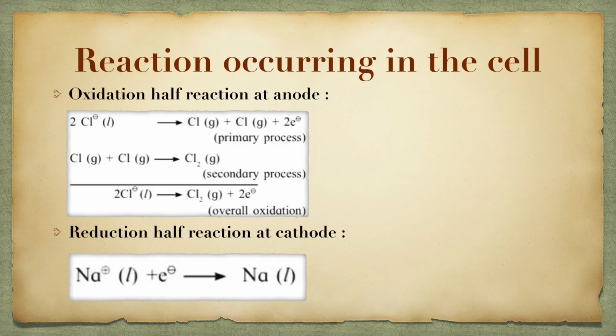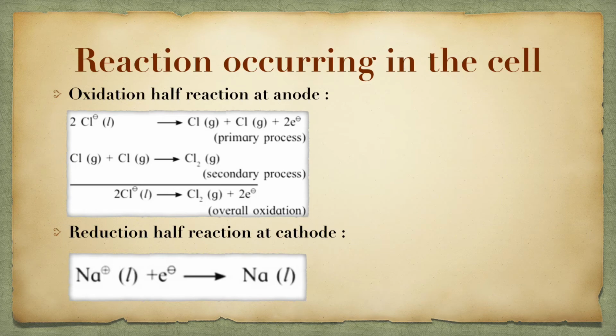Once the construction is completed, now we will see the reactions occurring in the cell, that is at the anode and at the cathode. You know that at the anode oxidation will take place, and at the cathode reduction will take place. So at the anode, what is going to get oxidized? Cl minus is going to get oxidized. So you can see the first reaction: 2Cl minus goes to 2Cl plus 2 electrons. That means removal of electrons takes place.